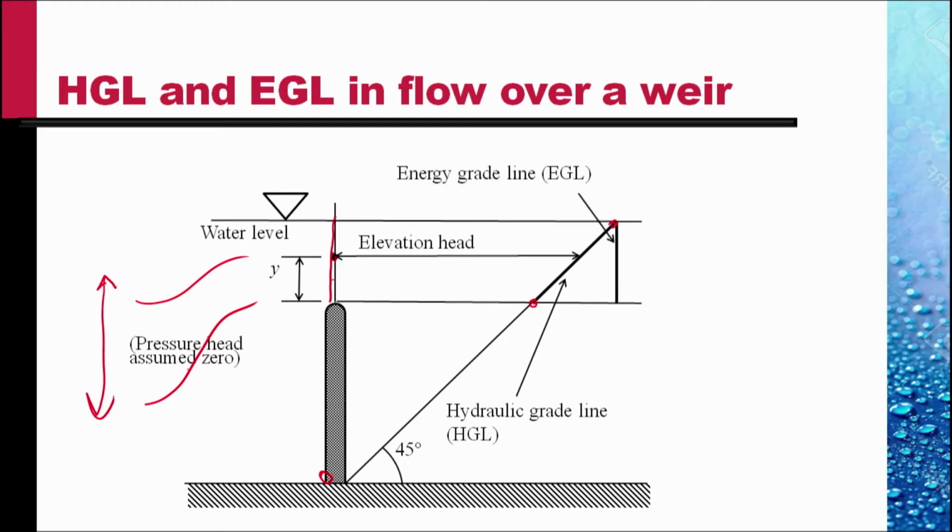And so, the energy grade line would be a straight line. At the top, the velocity is zero, and so the total energy is the hydraulic head plus the velocity head. So, same point, and this is the energy grade line. Clearly, the shaded area represents the velocity head. The velocity head is zero at the top and is maximum at the bottom, varying linearly.